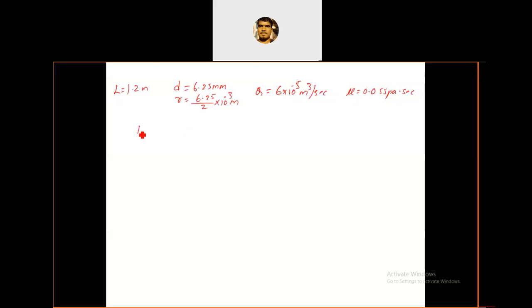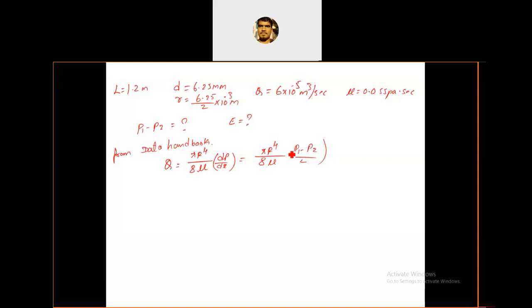Then first you have to find out the P1 minus P2 value, and also you have to find out the energy E. And from the data and book, for a capillary tube, with r as the radius, Q is equal to pi r to the power of 4 divided by 8 mu dp by dx. So that is pi r to the power of 4 by 8 mu into P1 minus P2 divided by L.